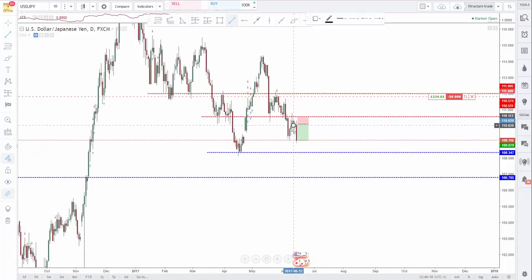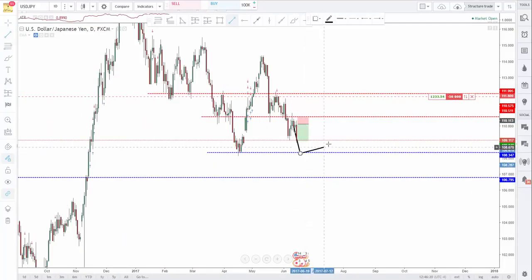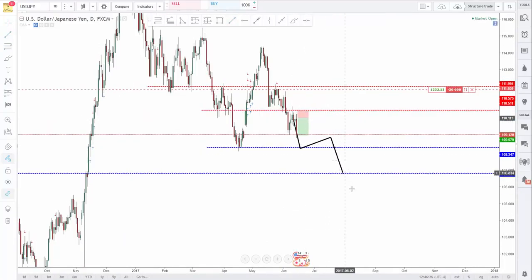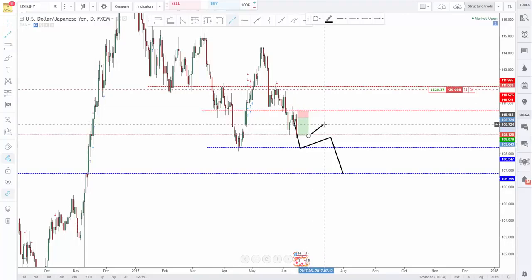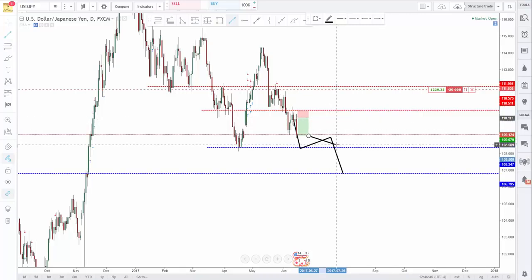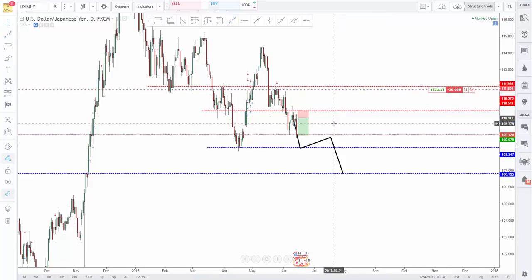So for support, waiting on this market to fall to our first level or continue falling into the 107 even handle before looking for long opportunities. We could also see this market push up from the level we're at now, in which case we'll be looking at our same resistance level at around 110.51. And if we break above that level, we'll be looking at resistance again up around 111.99. So that's the areas of resistance and support that I'll be looking at for trading opportunities here on the dollar yen.